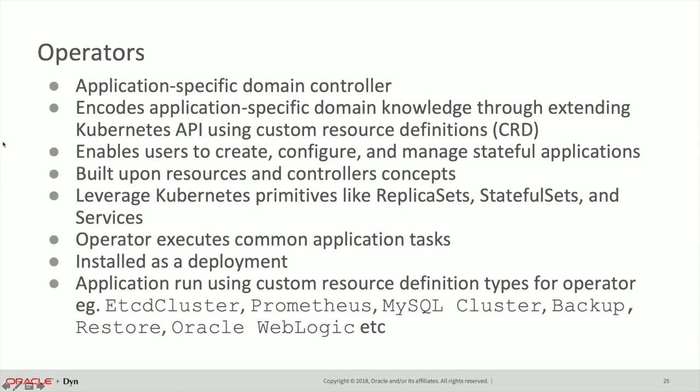So it's an application-specific domain controller. All your domain knowledge for a given application is built into that operator. They're written in Go. They are done using the Kubernetes API, and they extend the Kubernetes API. And the way they work is usually you have a pod that consists of the implementation of the operator. And what it does is it connects to the Kubernetes API and watches for the custom resources that are requested for that type of operator. For instance, for the Oracle MySQL Operator, it watches for MySQL cluster resources and MySQL backup resources, and it'll act on those.